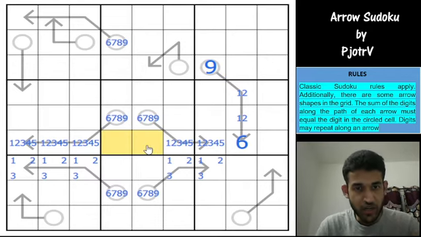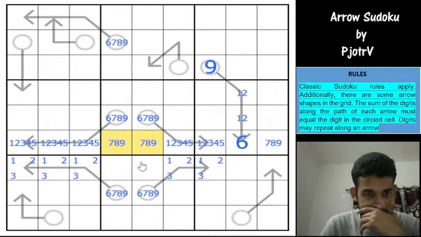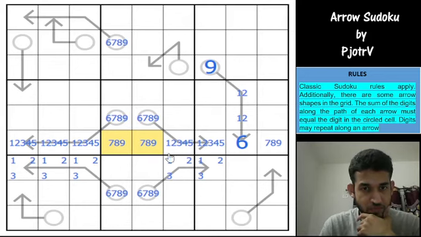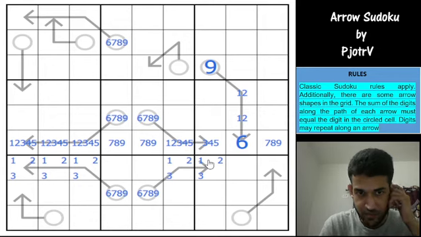And now we can write the remaining pencil marks in row 6. They become 7, 8 and 9. You have 1, 2 here, so that's not 1 and 2, that's 3, 4 and 5.